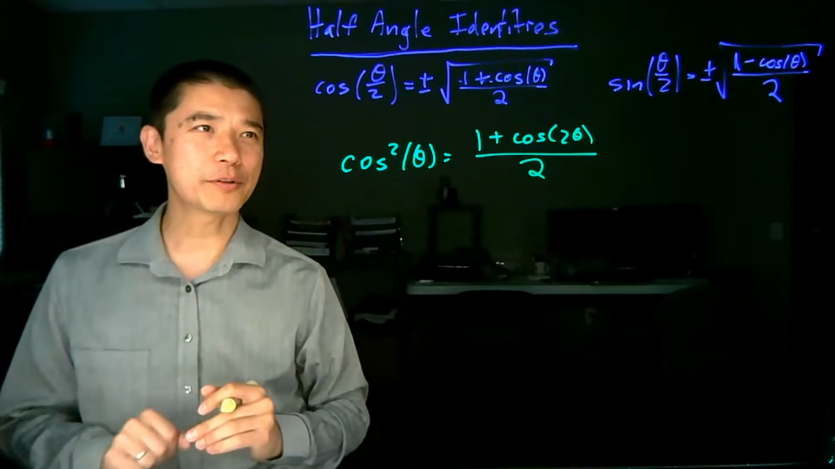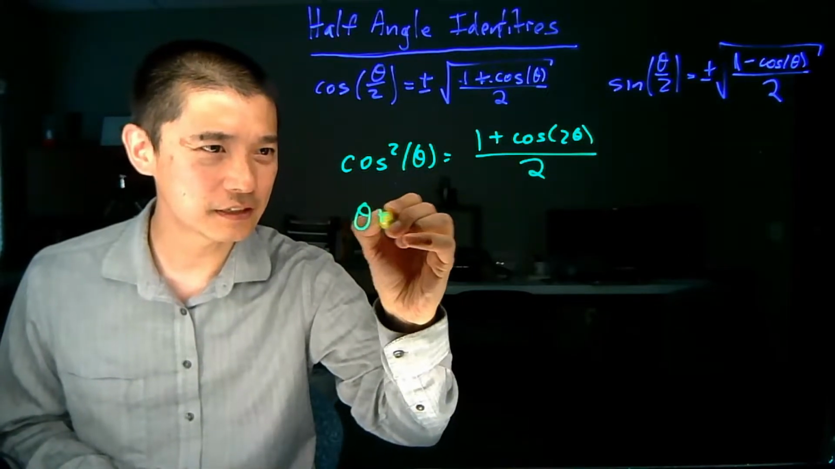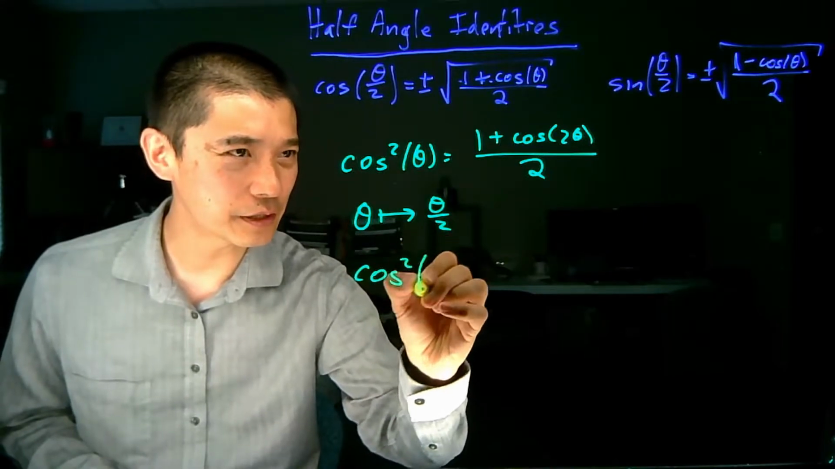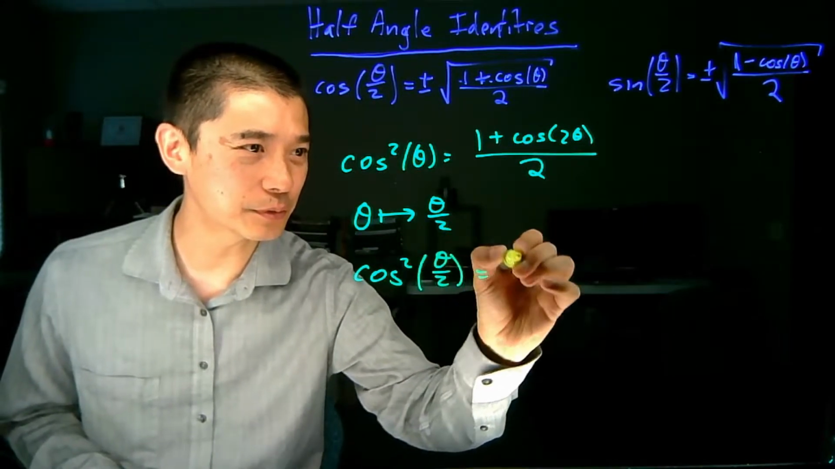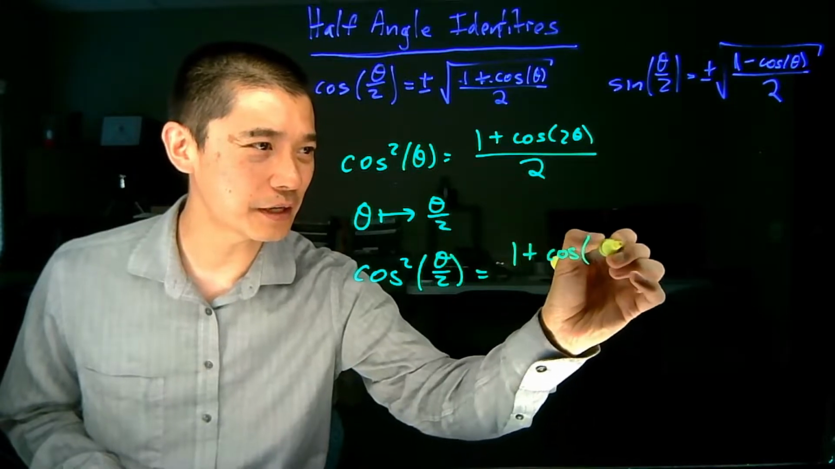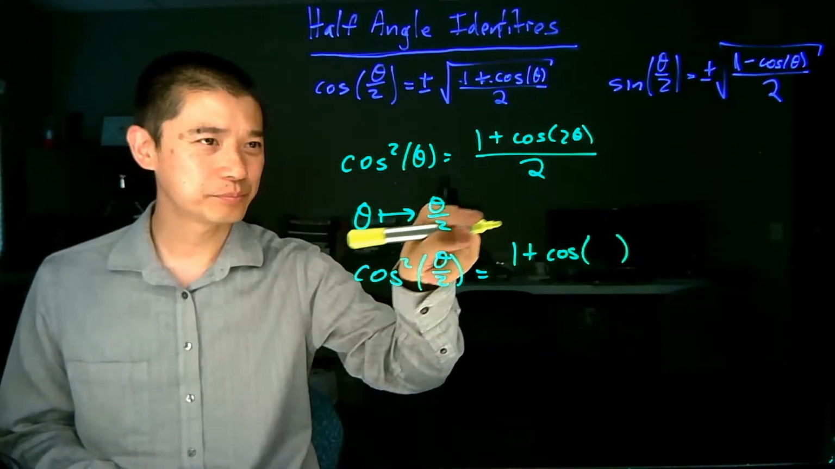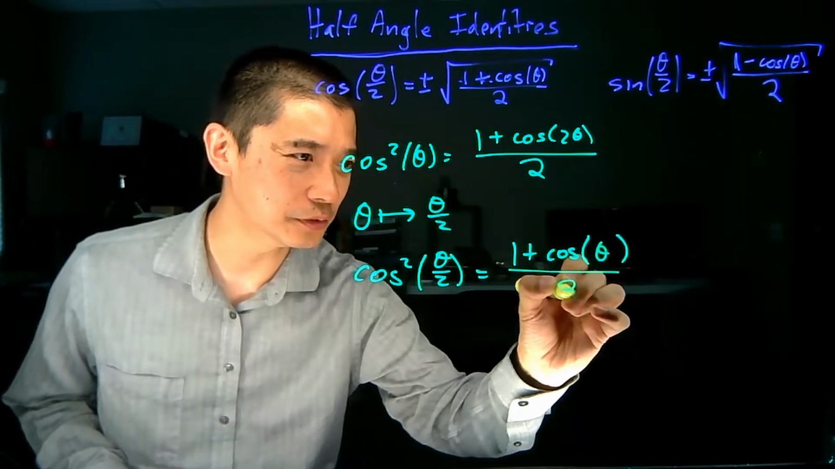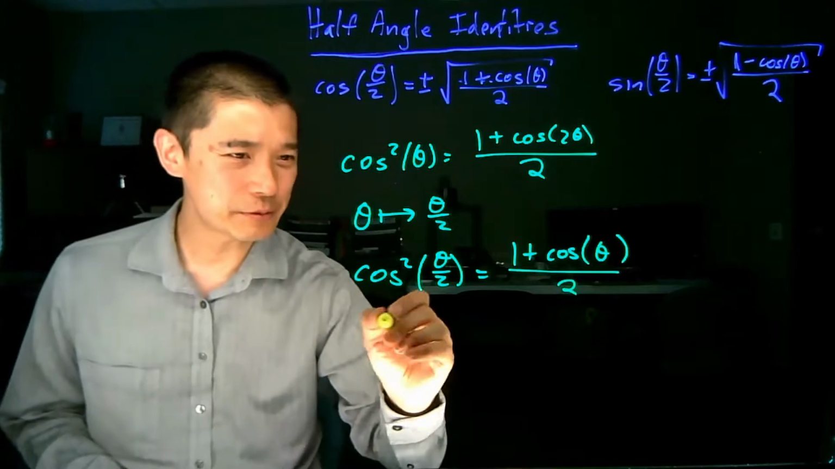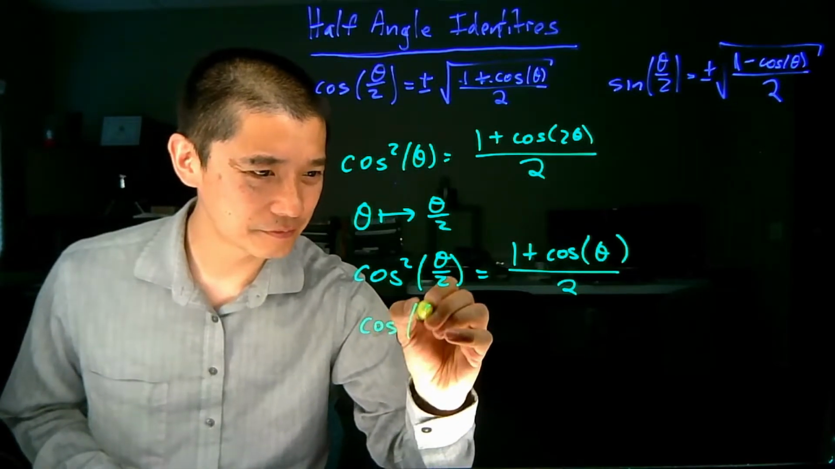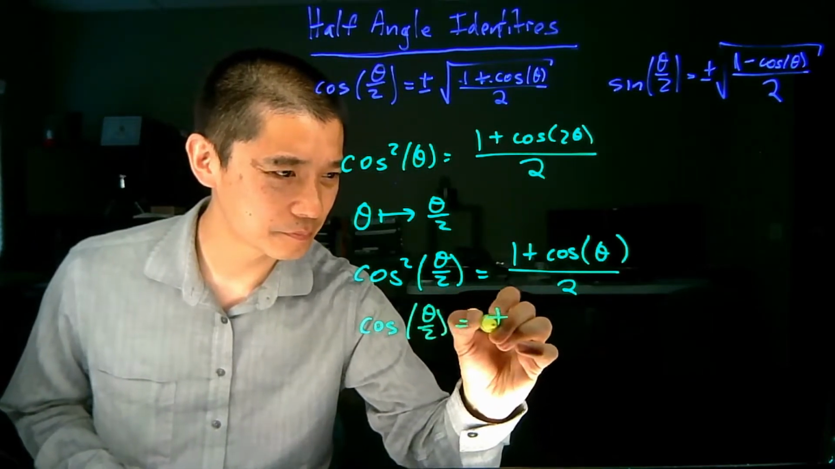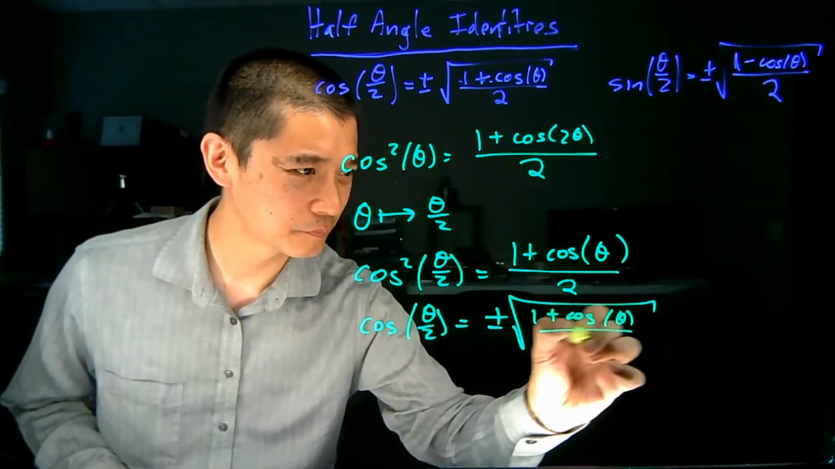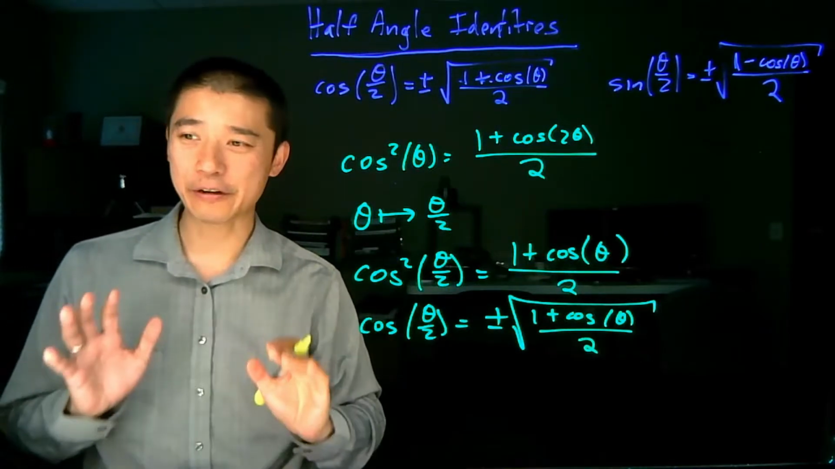Now we're just going to make a couple substitutions. We're going to replace theta with theta over 2. So then we get cosine squared of theta over 2 is equal to 1 plus cosine of, well, 2 theta becomes 2 times theta over 2, and the 2's cancel out, so cosine theta over 2. And now we see that we just take the square root of both sides. Remember, when we take the square root, we have to include a plus or minus. The derivation of the sine one is very similar.